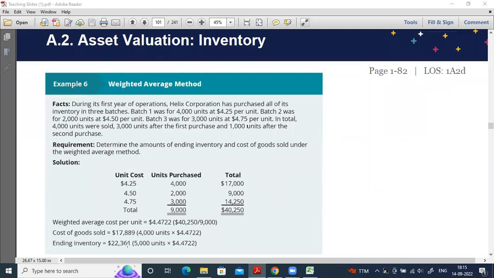So just look into this. If anyone has any query, let me know, because I am going to give an exercise on this now. You need to do it using the weighted average method. I will be giving 2 minutes, 5 minutes time. Sir, I want you to repeat the ending inventory.